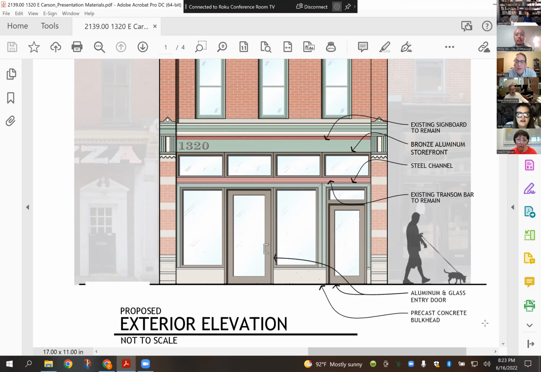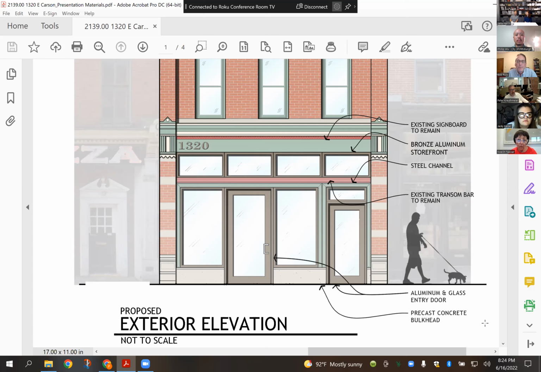Okay. Yeah. And understood. And then the color palette that you have here, is that reflective of what your final color palette will be? So this is not necessarily our final color palette. We'll do a bit more in-depth exercise. We'll get color chips out on the site and we'll put them up against the existing brick and so on and so forth.